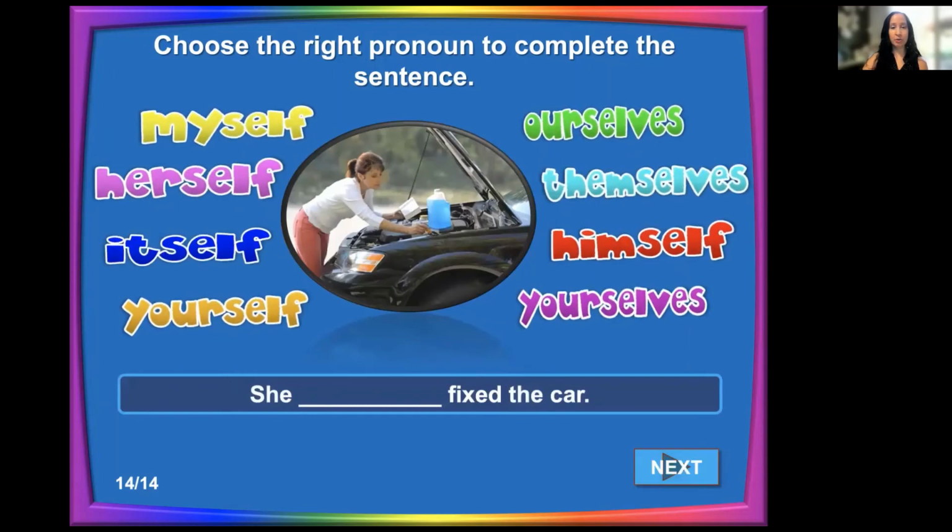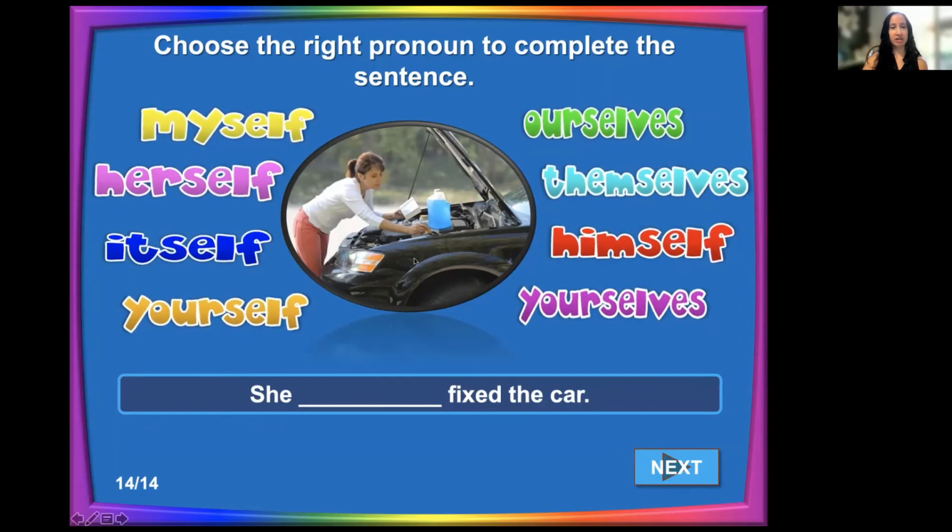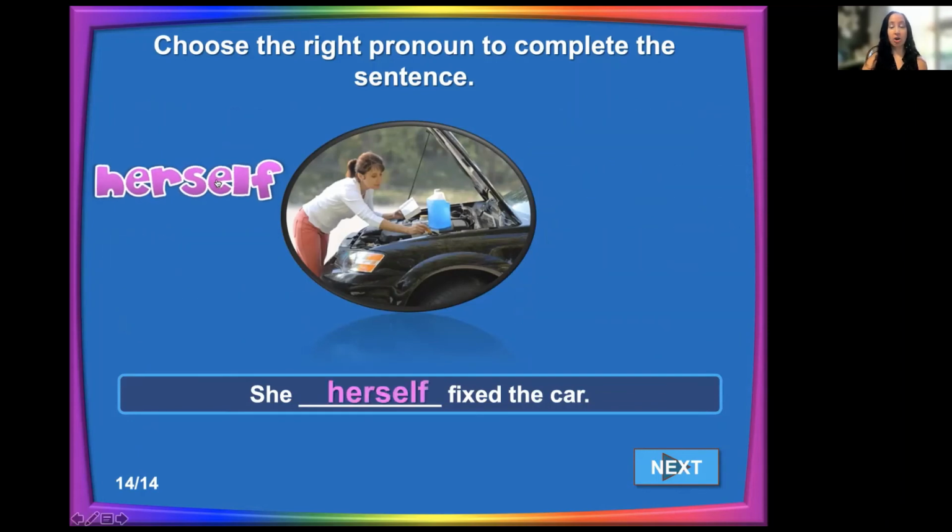Okay, are you reading with me? She blank fixed the car. Did she? She blank fixed the car. She herself fixed the car. Okay.